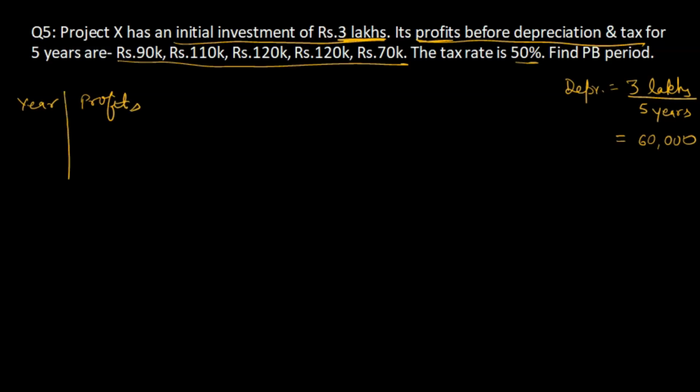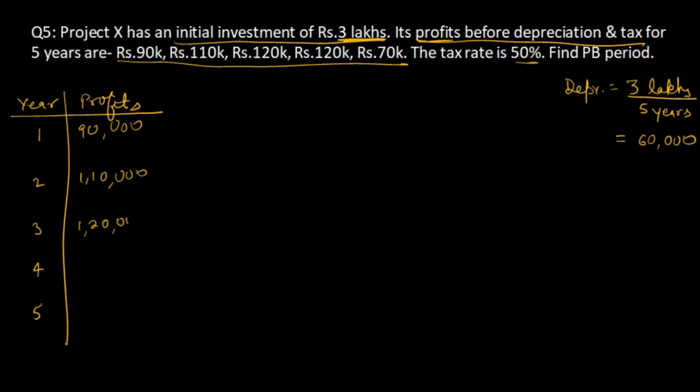So 5 years are there here also. We will take the profits. First year 90,000, second year 1,10,000, third year 1,20,000, fourth year is also 1,20,000, and fifth year is 70,000. So these are the profits given, and these profits are given before depreciation and tax.